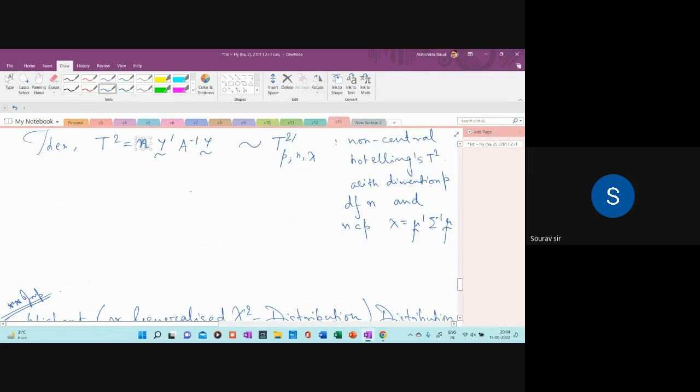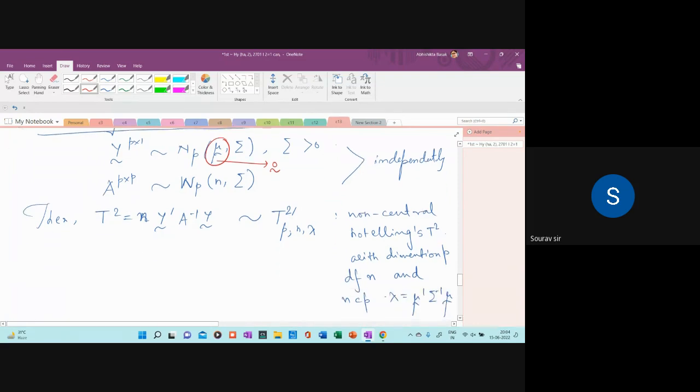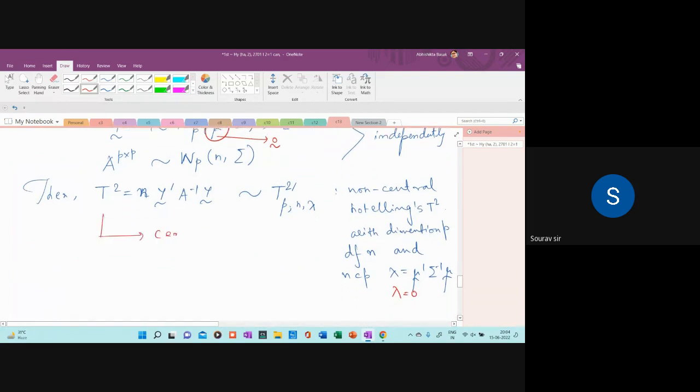We were saying that in this particular distribution we have mentioned this mu. If this mu becomes zero curl in a particular case, then obviously this lambda is going to be zero, and only then this t will become a central Hotelling t square with dimension p and degrees of freedom n, because the ncp will become 0 if the mean in this distribution is 0. Is it clear?